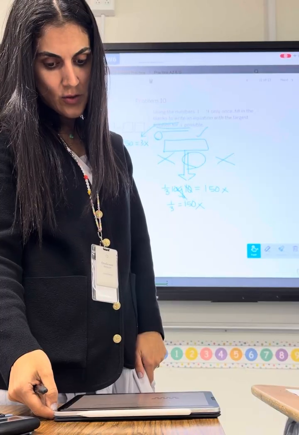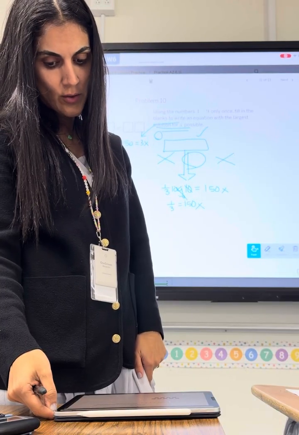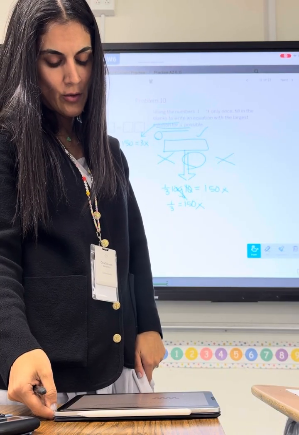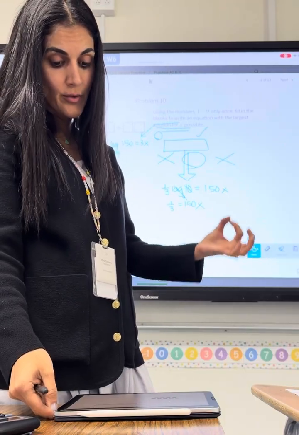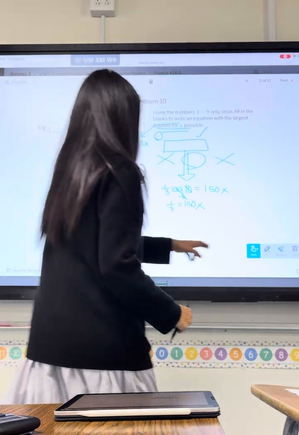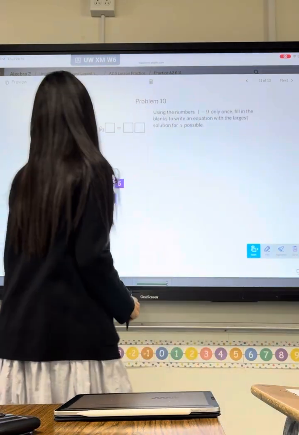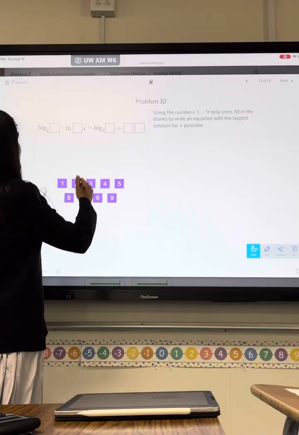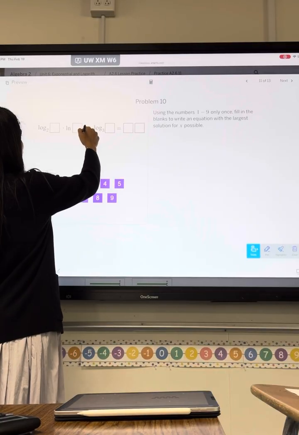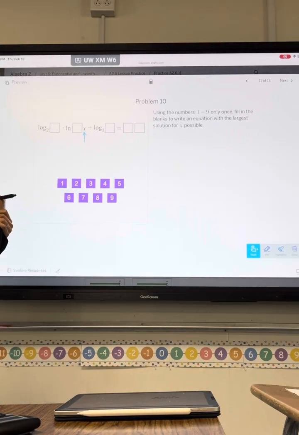Number 10, using the numbers 1 to 9 only once, fill in the blanks to write an equation that gets the largest solution possible for x. Okay. Let's see what we got. Whew. I'm always a little anxious when I see these problems, you guys. So we want x to be as large as possible. And I can use these numbers once only. Okay.